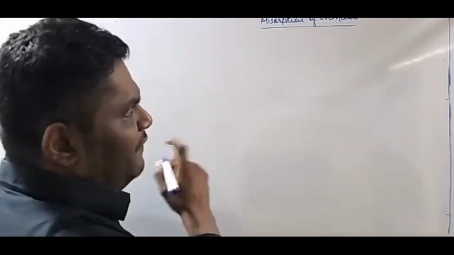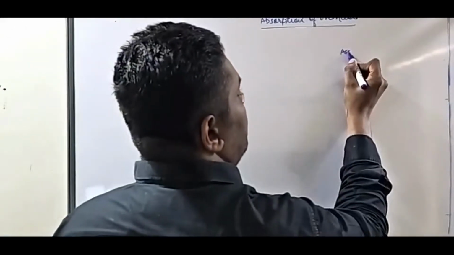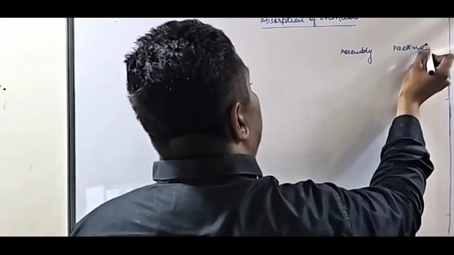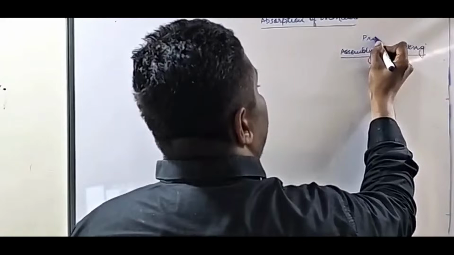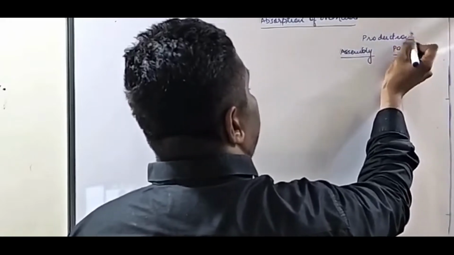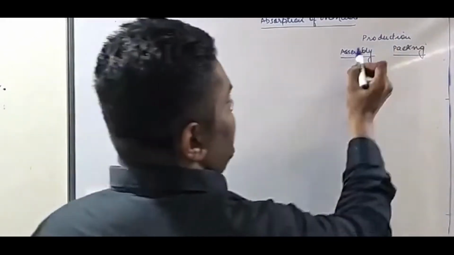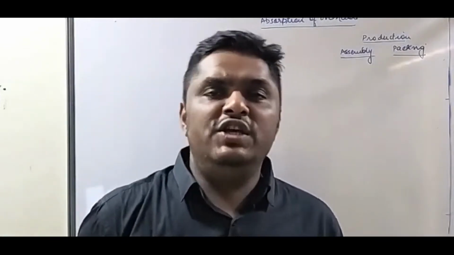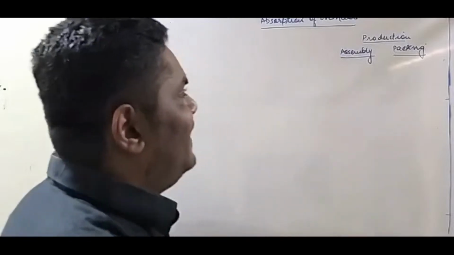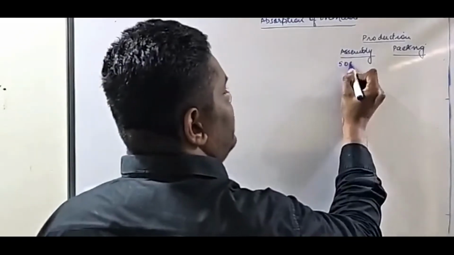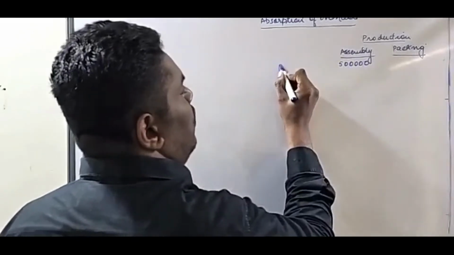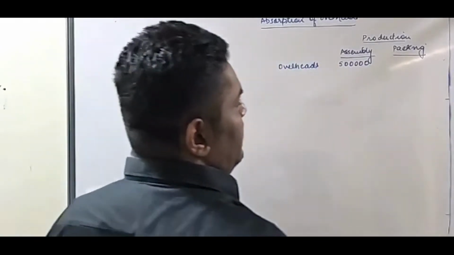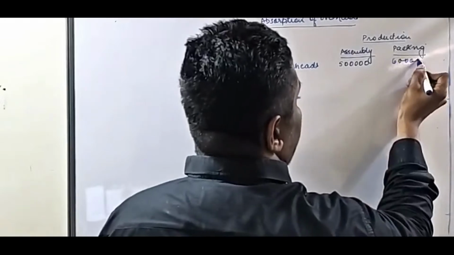let's say I have two production departments, assembly and packing. These are my two production departments. Now after allocation, apportionment, reapportionment, we have got the final figures. Let's say it is 5 lakh rupees for assembly overheads and 6 lakh for packing.